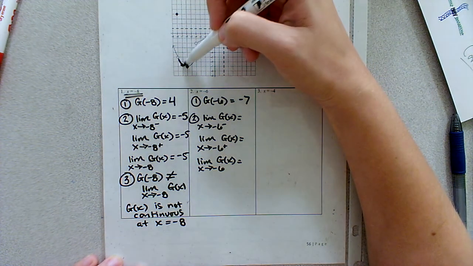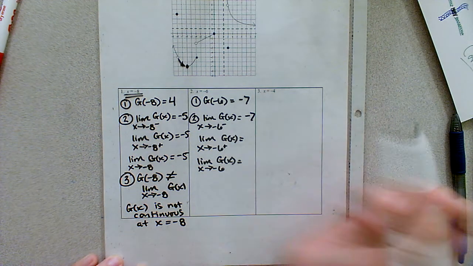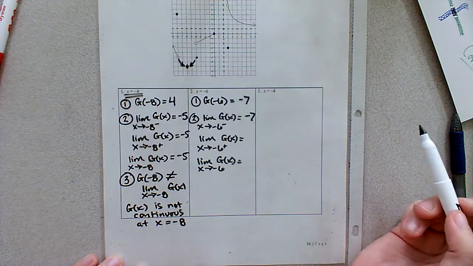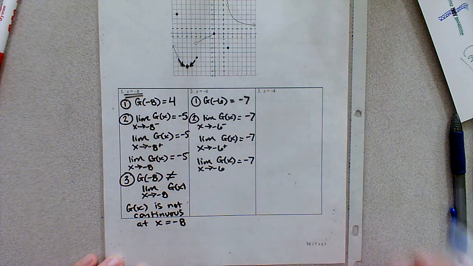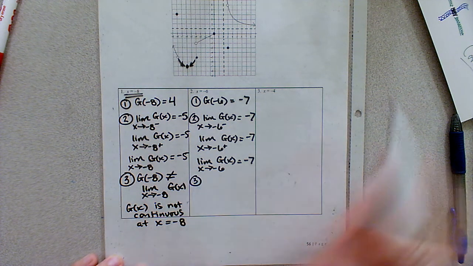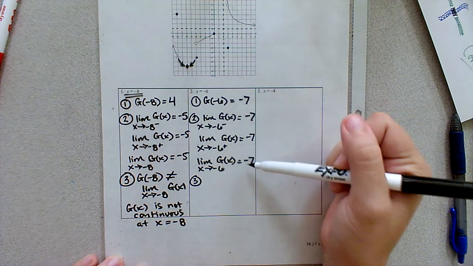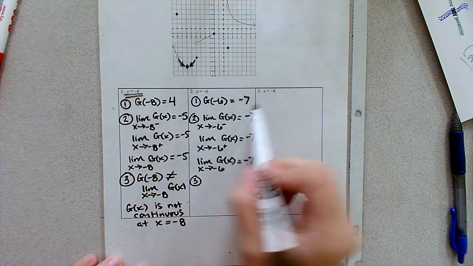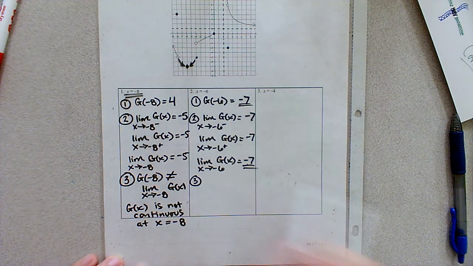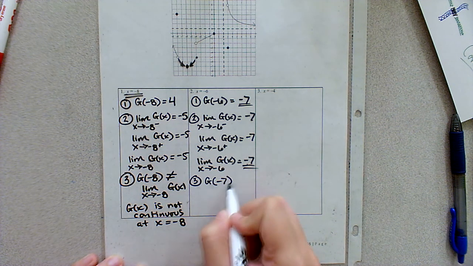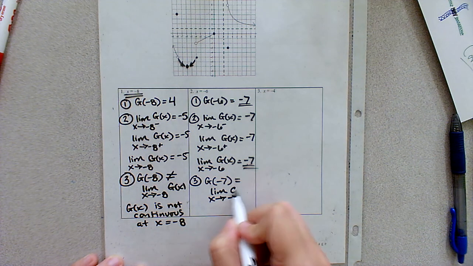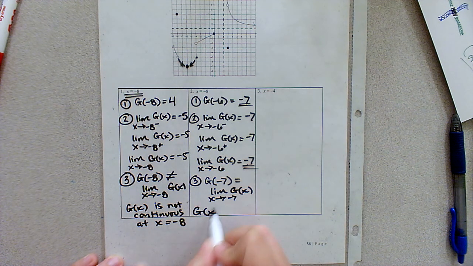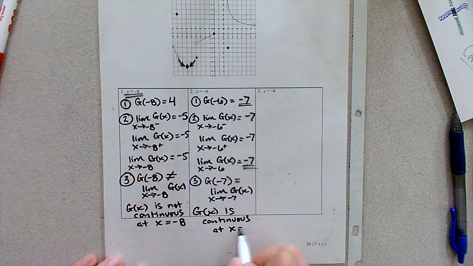Left-hand side of -6 looks like we approach a height of -7. Right-hand side of -6 looks like we approach a height of -7. The left and the right side are the same, so the overall limit is -7. So we have a bridge existing, we have the road existing. The kicker is, do they match? Notice how the point is -7 and the overall limit is -7. Those are equal. So g of x is continuous at x equals -6.